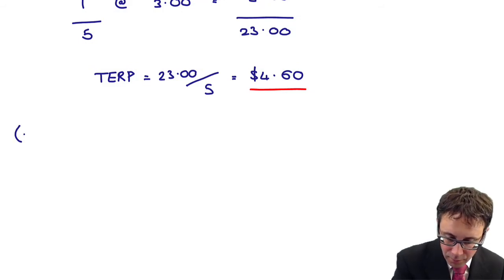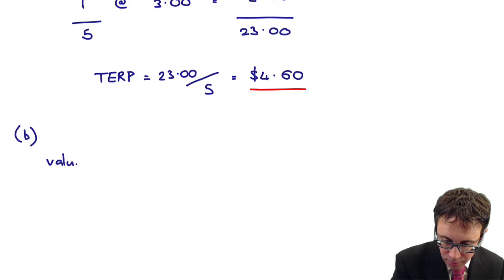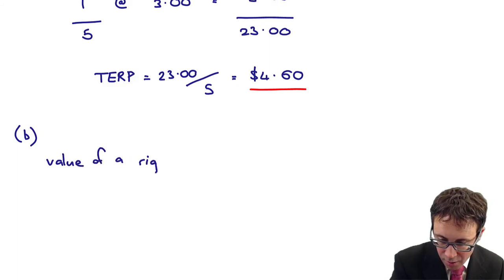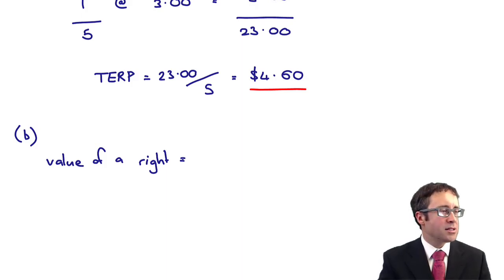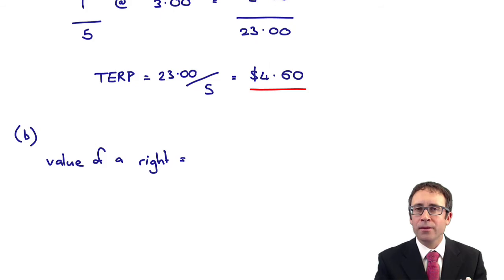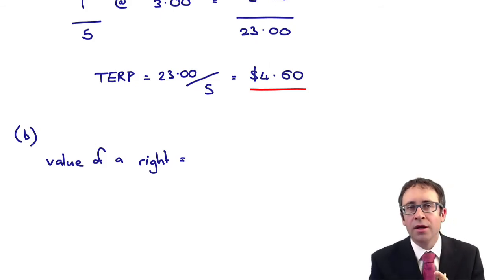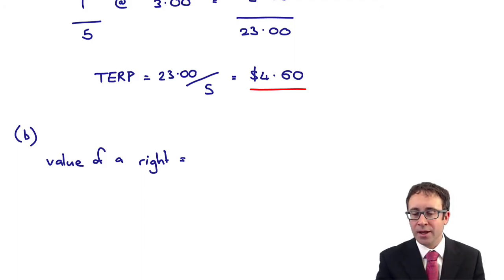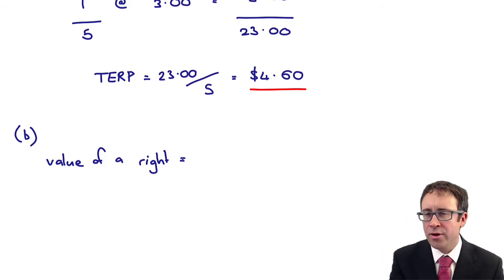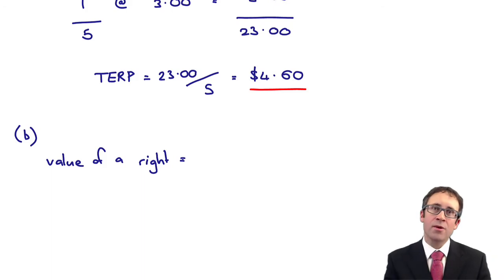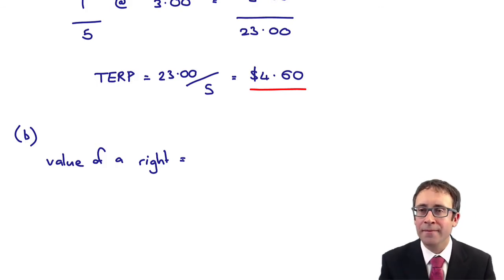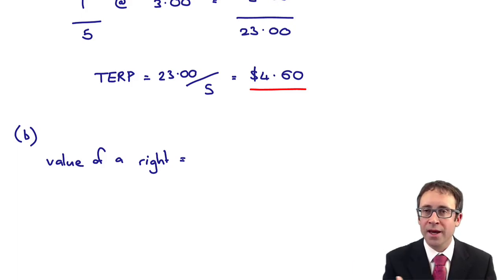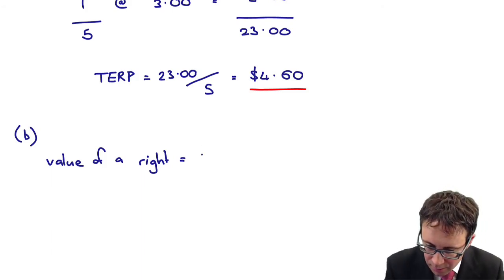Part B wants us to work out the value of a right. So what is the value of a right? The value of a right is the worth of being able to sell your option to buy that share. We have an option to buy one new share at $3 per share. But maybe we don't have the $3 to buy that new share, so we can sell it. If we sell it, we want to make sure that we are no worse off, that we do not lose out on any wealth.